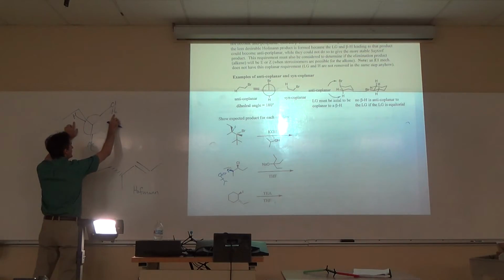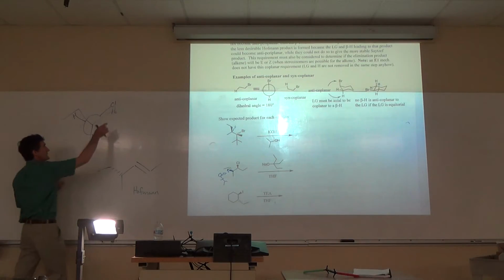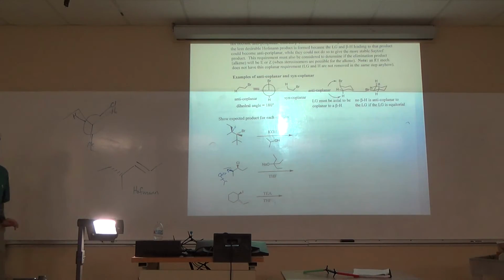I got two H's drawn here. This is the one we're eliminating because it's on the front carbon. Don't confuse this H over here. We ain't doing nothing with that H. That's not a beta hydrogen. That H is on the same carbon as the leaving group. Right now, is HC and chlorine anticoplanar? No, they're actually semicoplanar.